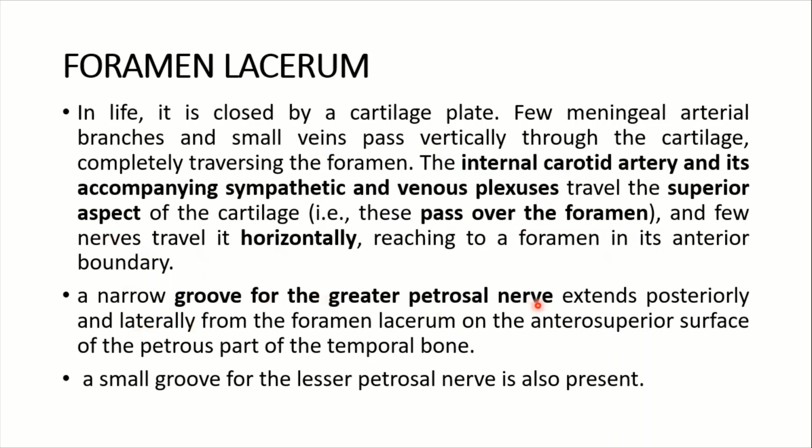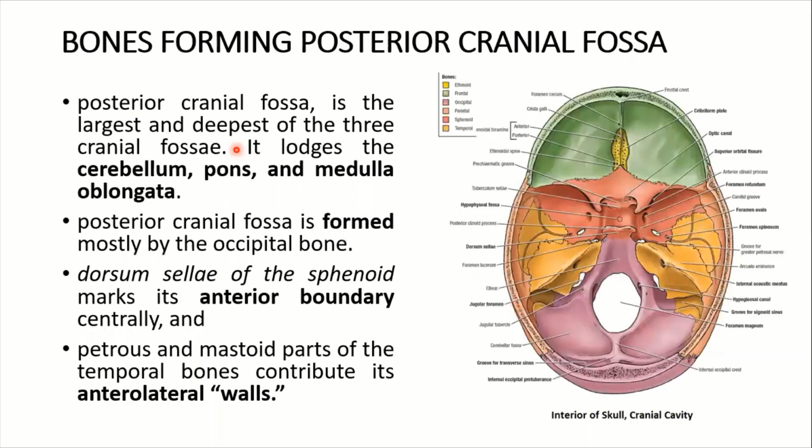And a narrow groove for the greater petrosal nerve extends posteriorly and laterally from the foramen lacerum on the anterosuperior surface of the petrous part of the temporal bone. A small groove for the lesser petrosal nerve is also present. So in the last, we'll talk about the posterior cranial fossa, right?